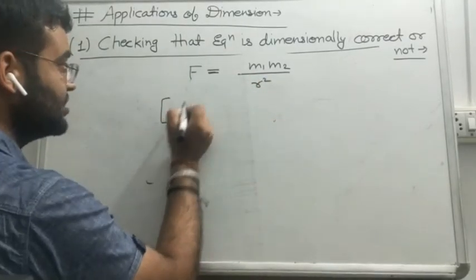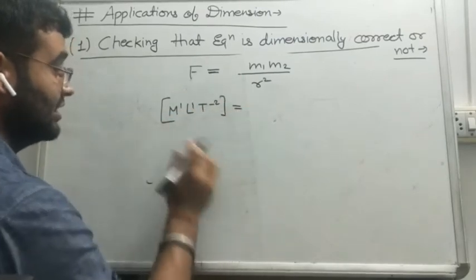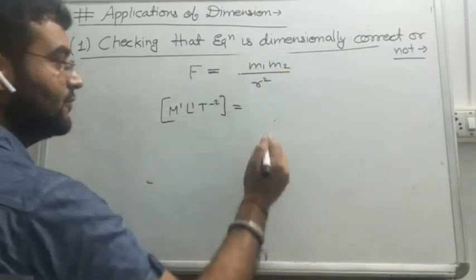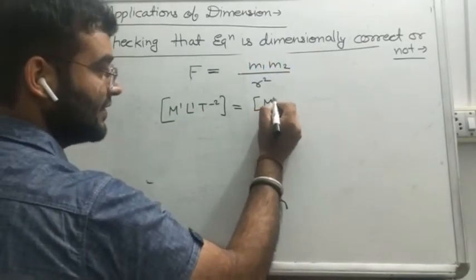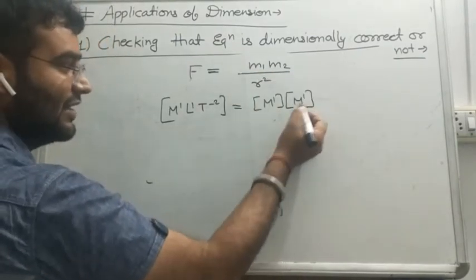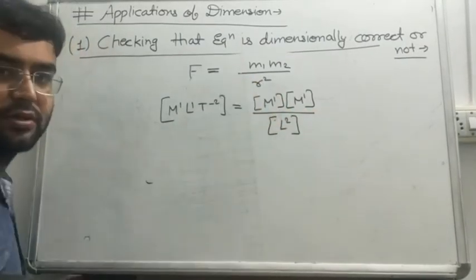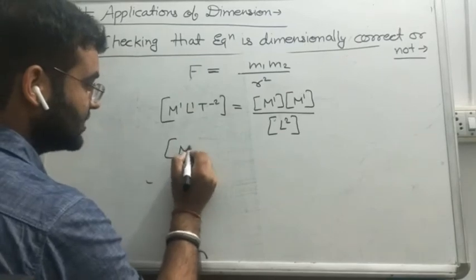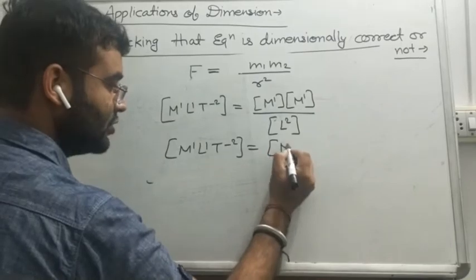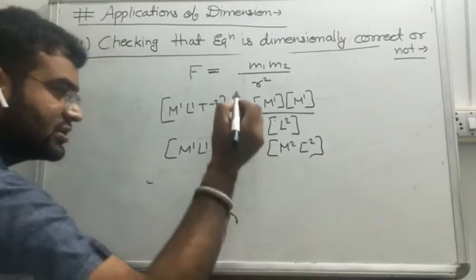Now the dimension of F is M1 L1 T minus 2. I think I have used this so many times here that you all must have learned it. Then for the first mass in kg, it means M1, for the second mass in kg it means M1, and for distance, that is L2 because it is squared. Then when you solve it, M1 L1 T minus 2 equals M2 L minus 2. So this is not equal on both sides.